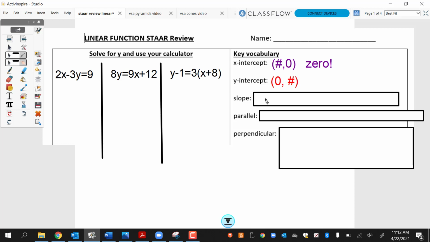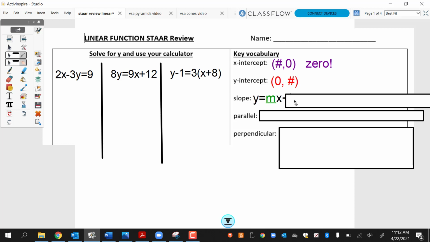For the slope, there are a couple of different things they could ask you. First of all, in equations the slope is m. It is in front of the x when it is y equals mx plus b, when it's solved for y. We also know that you might be using y2 minus y1 over x2 minus x1 if they give you points or a graph.